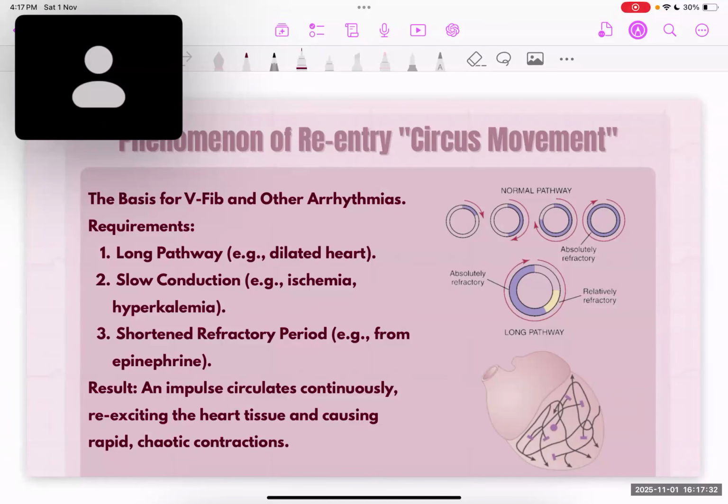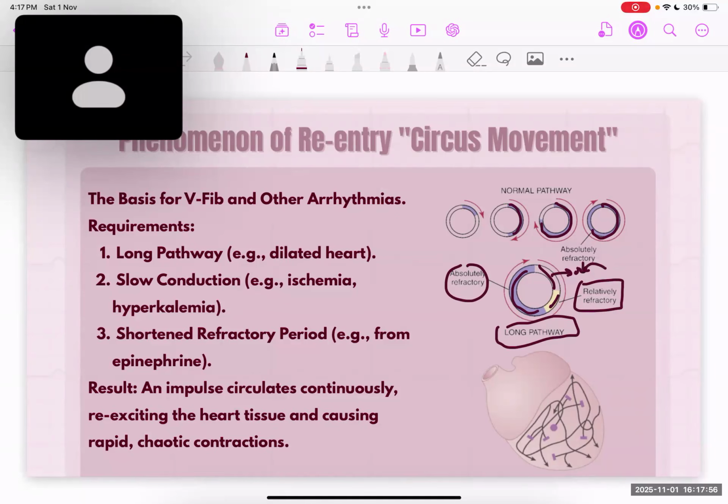So this is the normal pathway here. It's supposed to follow the whole circle. Everything is normal. Now, what happens in the long pathway is that this one is the absolute refractory period, then we have this one, which is the relative refractory, and this one is the area that is repolarized and ready for depolarization. Now, let's say there is an impulse.